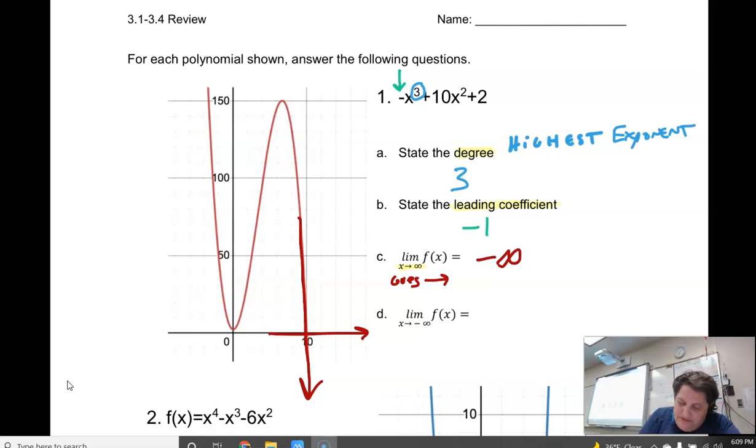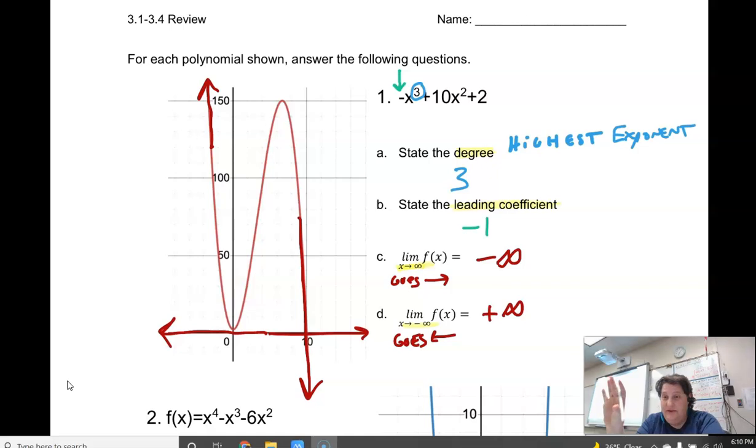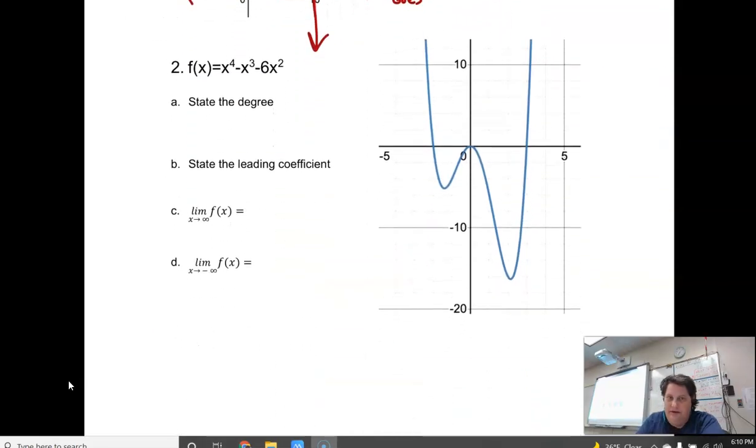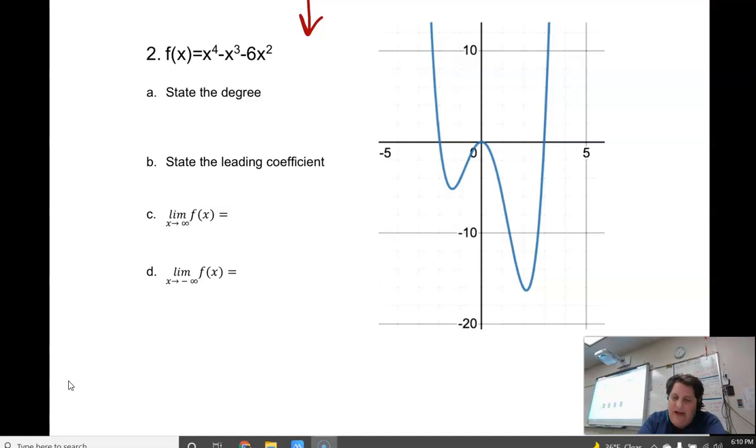And then as x goes to negative infinity, that's that way on my graph, which means as x goes that way, where's the arrow going? Up to positive infinity. So think of this as which way the arrow is going. As x goes to the left, the arrow is going up. All right, great.